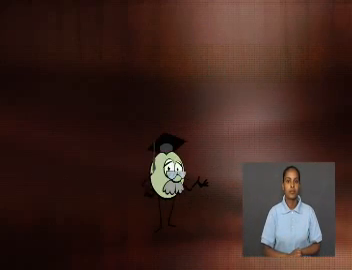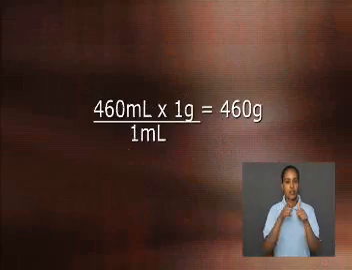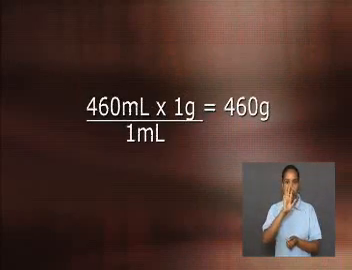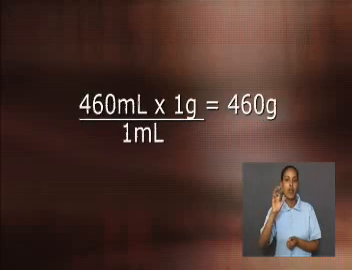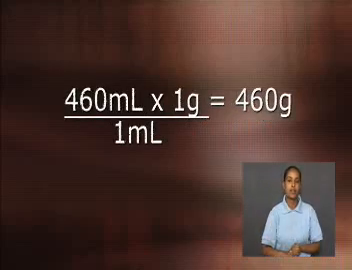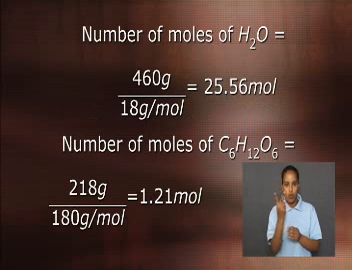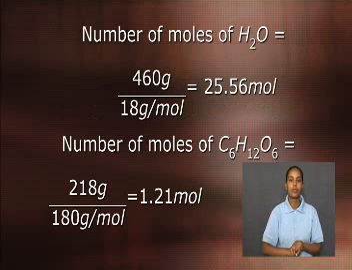Time's up. Let's get back to our lesson. Hello again, students. Were you able to solve this activity? Let us go through the steps together. First, we convert 460 milliliters of water into 460 grams of water. We can then find the number of moles for both water and glucose.